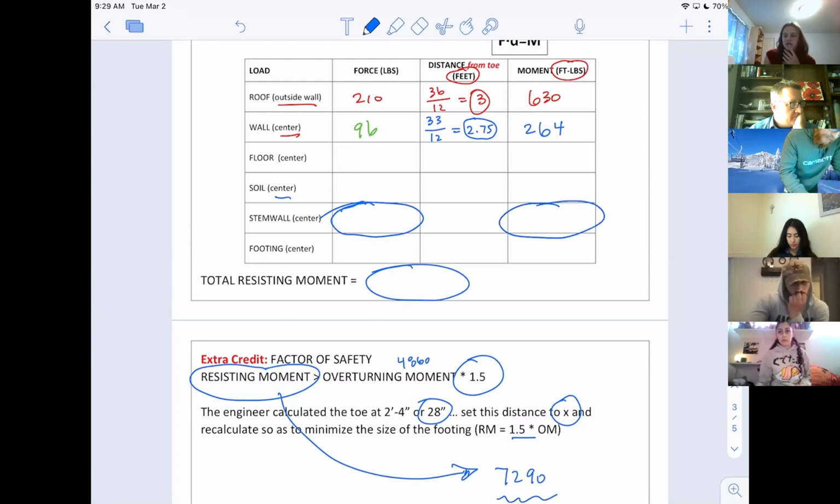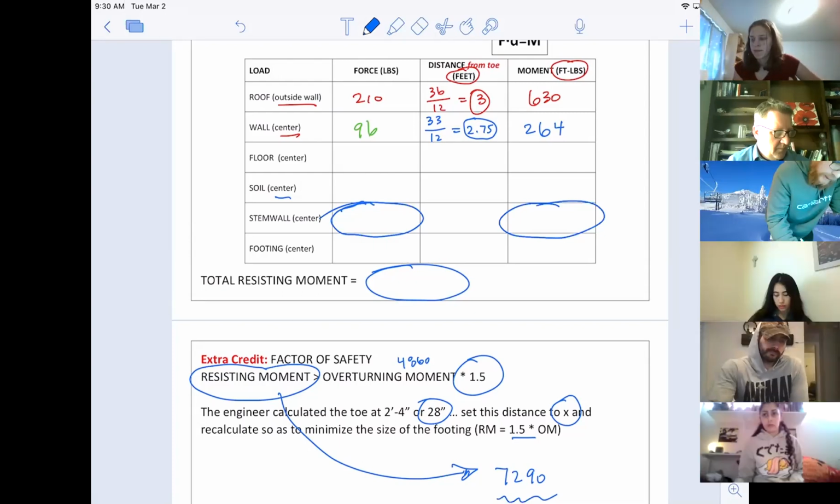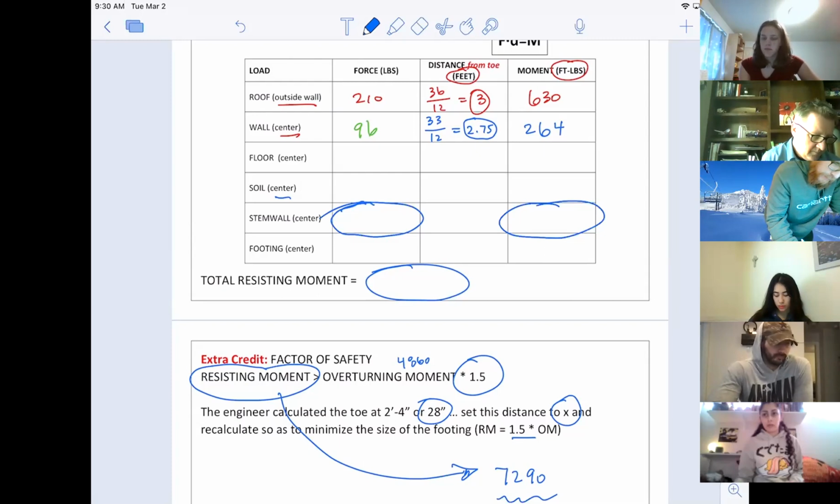I got a total resisting moment of 8,147.97 foot-pounds. That's not enough. You said 8,000 something? Yeah. That's not enough. Okay. One of yours is wrong. So for the distance from toe for the soil, is that 44 inches? Yep.